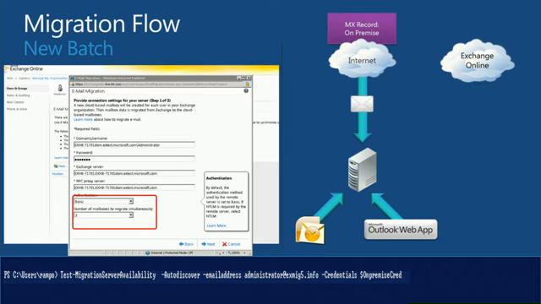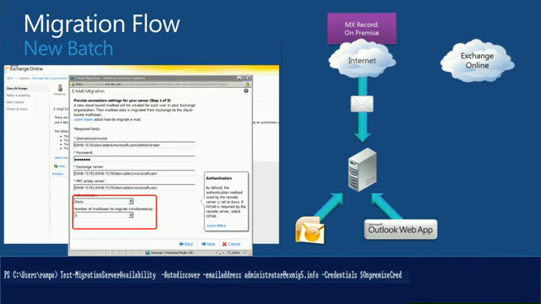Then on the right-hand side, it is describing the topology that we're expecting to see. So at the point at which you create the migration job, we're expecting the MX record to point to on-premises, all of the clients to be pointing to the on-prem Exchange server, and everything just working well before you start the move.